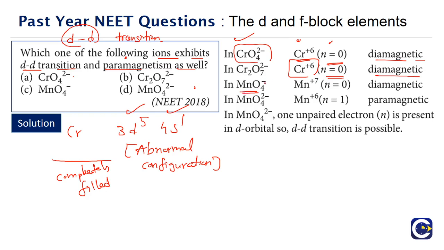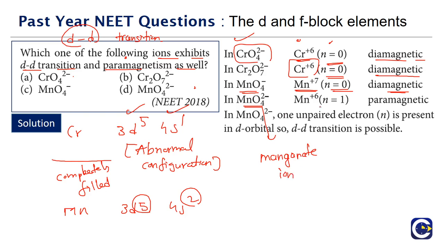In MnO4-, what is MnO4-? This is the permanganate ion. What is the oxidation state of manganese? It is plus 7. What is the manganese normal electronic arrangement? 3d5 4s2. If you have Mn plus 7, all the 3d electrons are removed and the 2 4s electrons are also removed. Means the number of unpaired electrons is what? 0. Again, this is also diamagnetic. But whereas if you have MnO4 2-, what is this? This is the manganate ion.